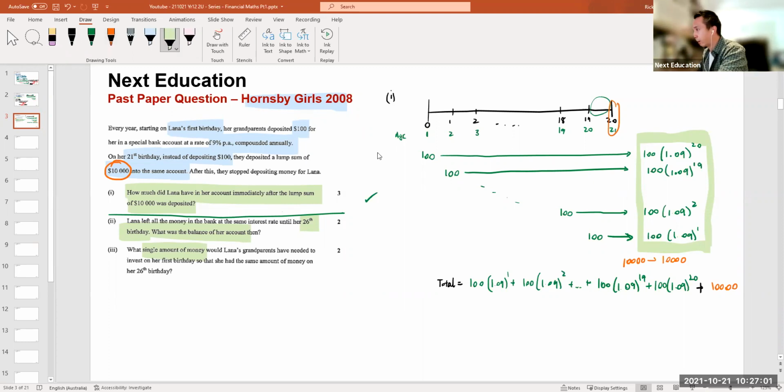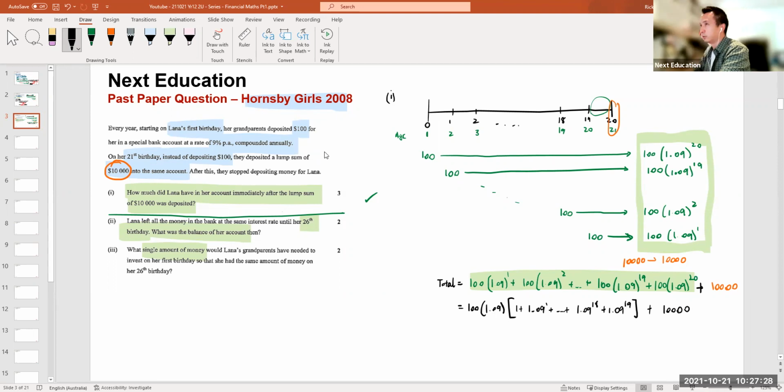So we apply the GP mechanism to this, where we factorize 1.09 there: 1 plus 0.09, to the power of 1, 1.09 to the power of 18, 1.09 to the power of 19, right? And then plus 10,000 on the back of that.